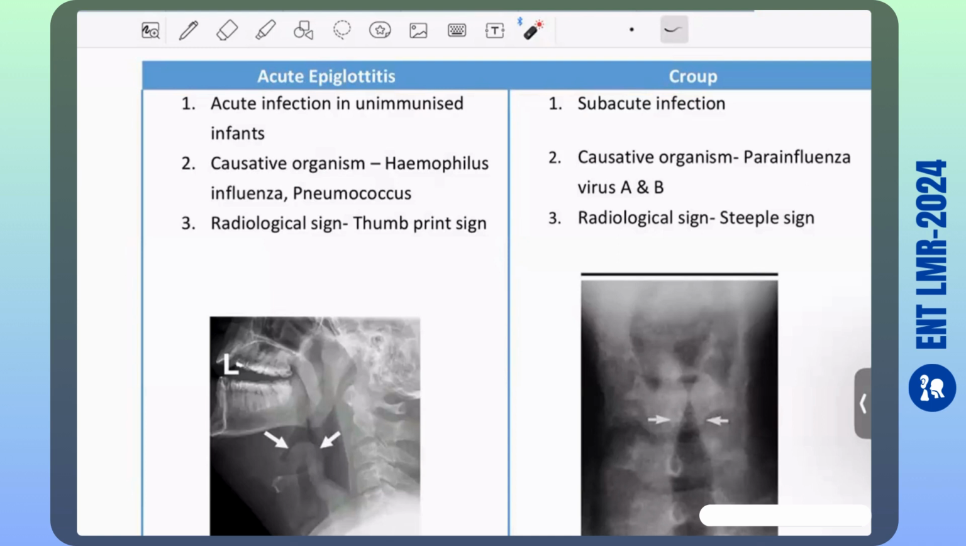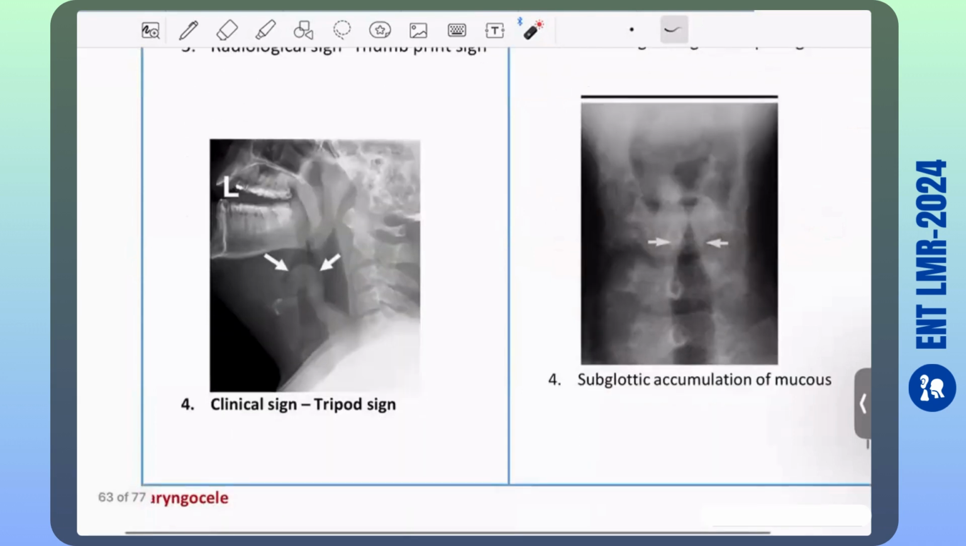Croup is caused by parainfluenza virus A, parainfluenza virus B. The radiological sign is the steeple sign, also called the church top sign. Very, very important: acute epiglottitis has the thumbprint sign, while croup, or acute laryngotracheobronchitis, has the steeple sign or church top sign.